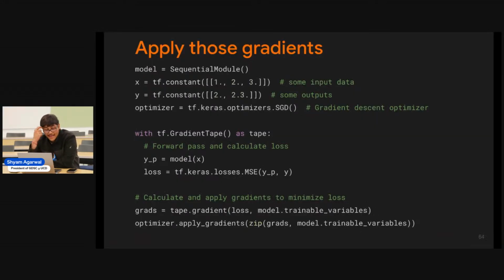So now applying those gradients, you can see over here, I have my sequential, I'm saying my model is a sequential module. I have X and Y as constants. I define an optimizer, which is SGD, which is stochastic gradient descent. And now with my gradient tape, I just have my model. I'm figuring out my losses, which is MSE, which denotes mean squared error. So I'm finding mean squared error over here, which is basically finding a difference, squaring, and finding the average of that, and then the root.